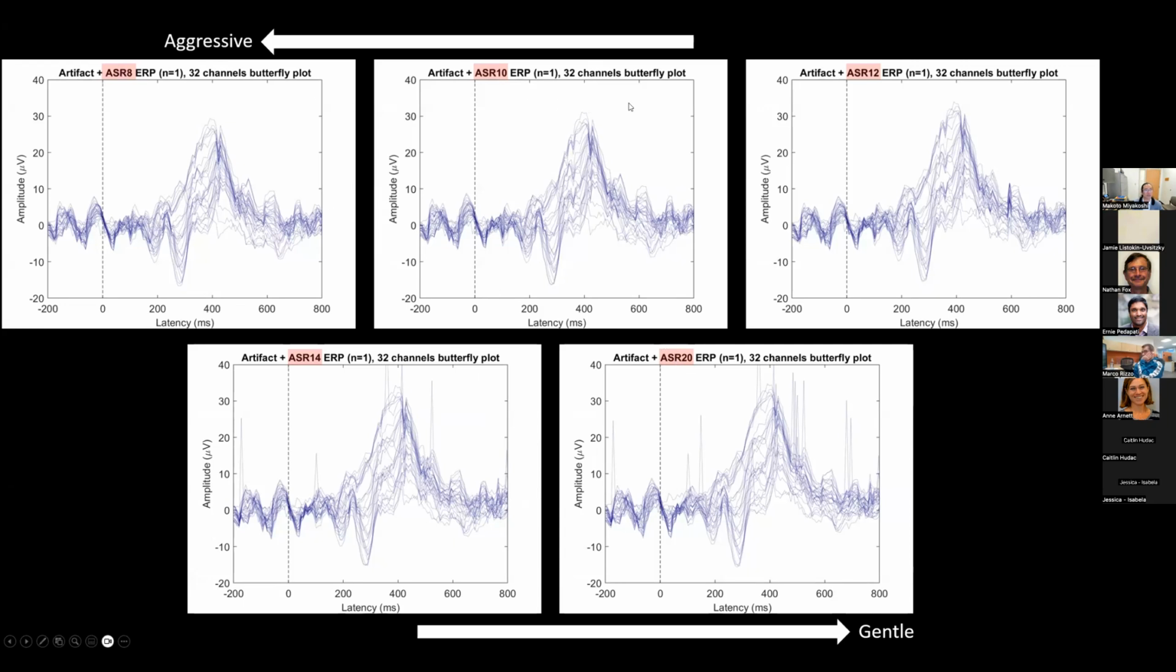And you see 8, 12, 14, and 20. These are the thresholds. 20 is the most gentle here, and ASR 8 is the most stringent and aggressive. You see these spikes nicely start to disappear, but in ASR 12 you still see the spike here. So maybe the balancing point is either ASR 8 or 10. But if you pay close attention to the peak amplitude, when you use ASR 8, it's probably less than 30, although when you use the gentle correction, you have something like 35-ish. So you clean the artifact at the cost of the genuine signal. Of course, this is a trade-off.